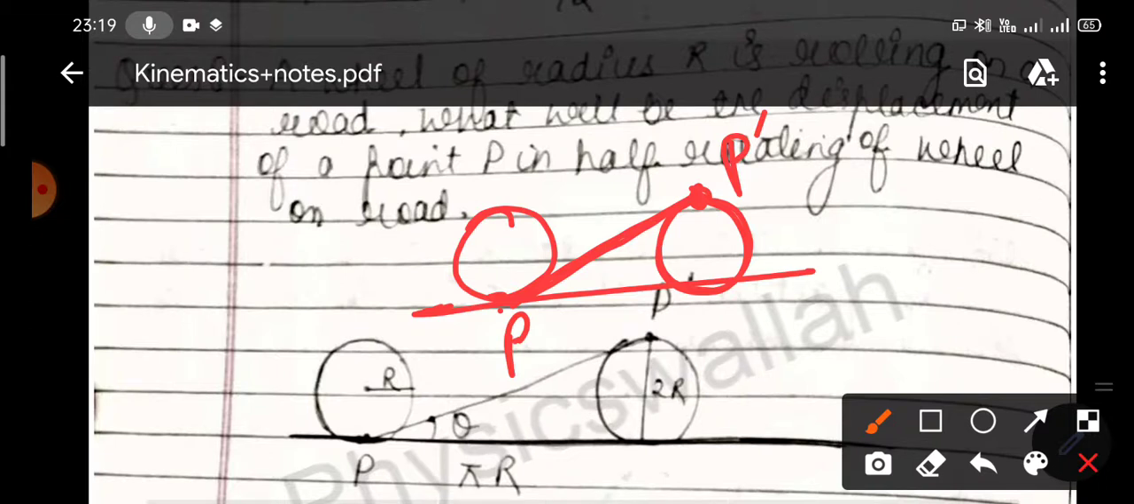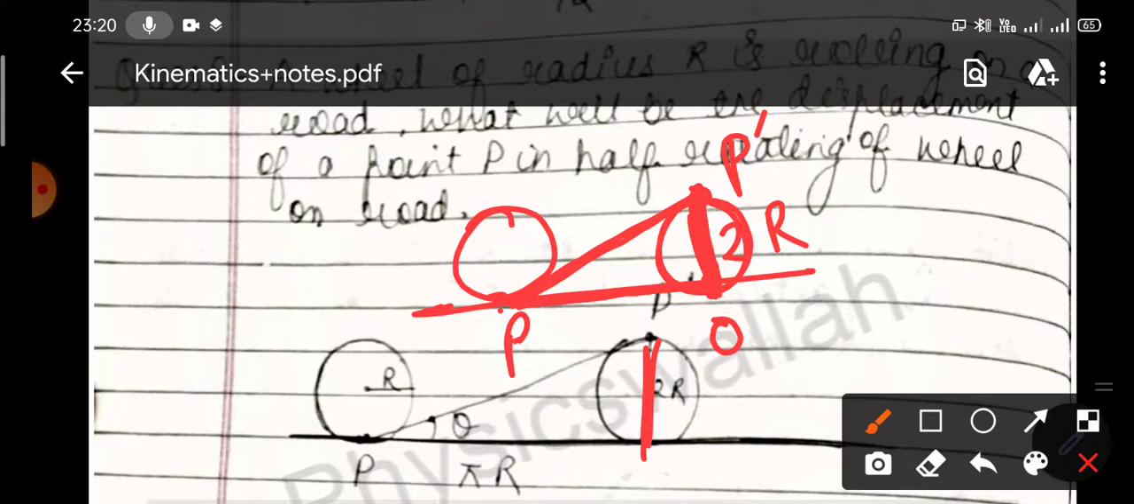Suppose I am naming this point as O. Now we have to find out the PO distance. Okay, first we will find out the P prime O distance. This distance is how much? If the radius of the circle is r, this P prime O distance will be 2r, correct? This much length will be 2r. Now what is the value of PO? The value of PO will be how much?